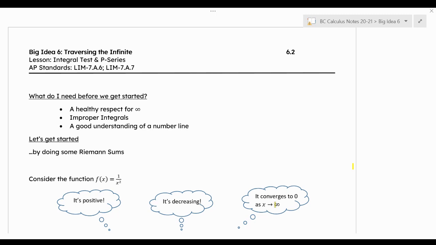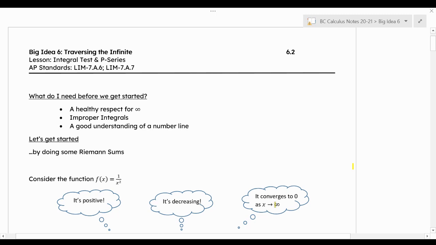It's tough for us mere mortals. You need to know improper integrals. All right, so improper integrals, duh, with the integral test. We're going to be using some improper integrals. So again, refresh your memory if you need to. You can backtrack and watch one of those videos. And you need to know about a number line, like what number is in relation to another number. Sounds pretty obvious, right? So let's go.